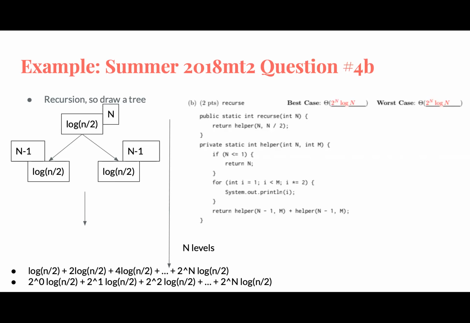And then we know that there are 2 to the n nodes. Because we know that the work at each one is log n divided by 2, our largest term is going to be 2 to the power of n times log n divided by 2. However, because this is asymptotics, we ignore any kind of constants. So we just say that our runtime is our largest term represented asymptotically, which is 2 to the power of n times log n.